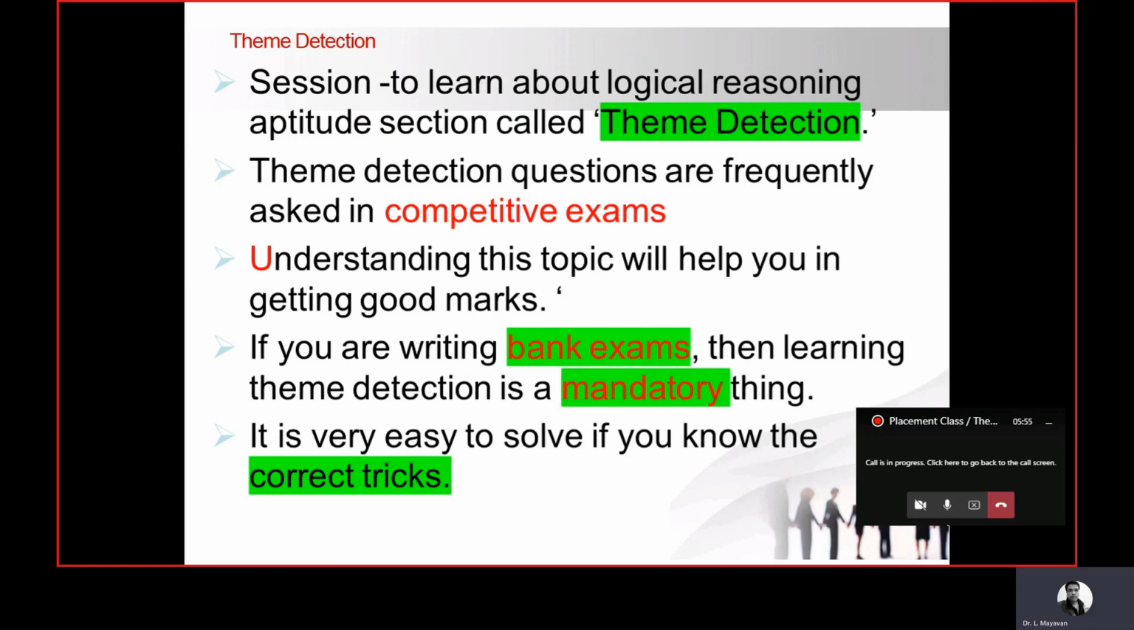Understanding this particular topic will help the learners to get a perfect score, good marks. If you are writing bank examinations, then learning theme deduction is a mandatory thing. And it's very easy to solve if you know the correct tricks and tips also.